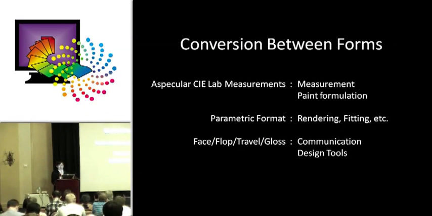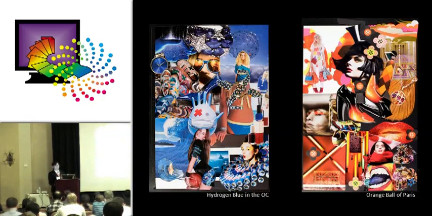The parametric format is mostly an internal format for rendering, fitting, image processing, etc. Finally, the face, flop, travel, gloss model is useful in discussions about color and creating effective design interfaces. We demonstrate the usefulness of this simple model by creating 3 new color design systems. The first is a virtual mood board.